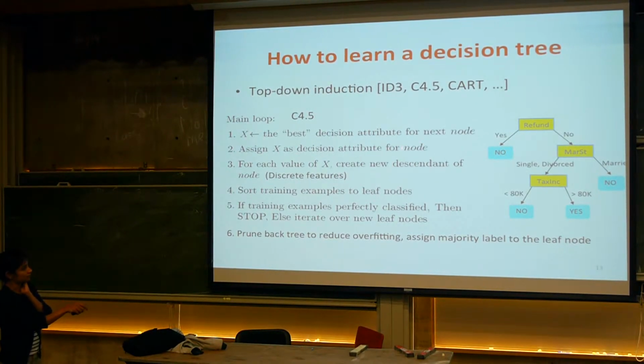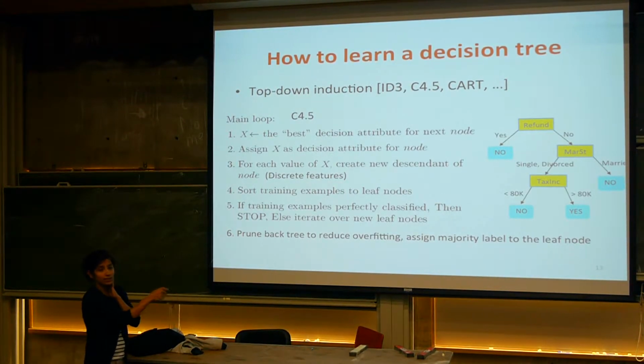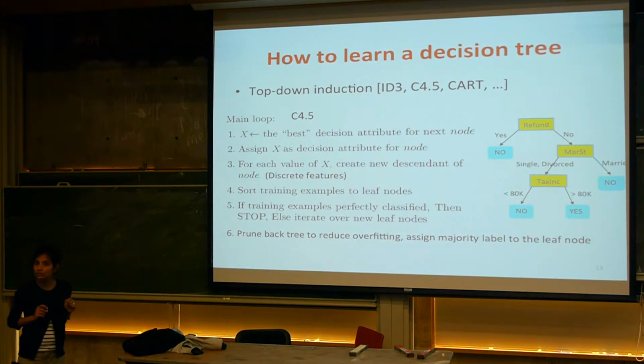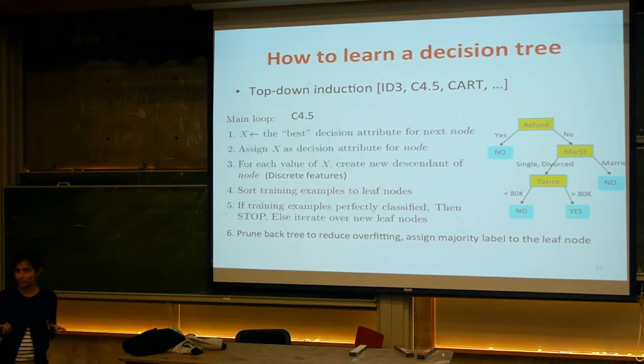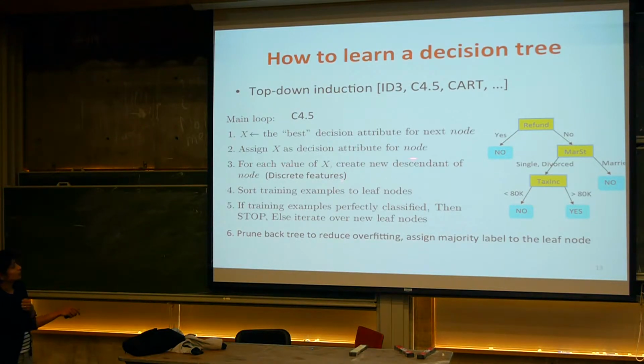So we assign that to that node, and for each value that that feature can take, so suppose refund was selected, it can take two values, yes or no. And first I'm describing it for discrete features. We'll also talk about how you do it for continuous features in a bit. But for discrete features, you just make a branch off of that node for each of the values that feature can take. So in this case, refund can take two values, yes and no, so we make two branches. Which is what this is. For each value of x, we create a new descendant of the node.